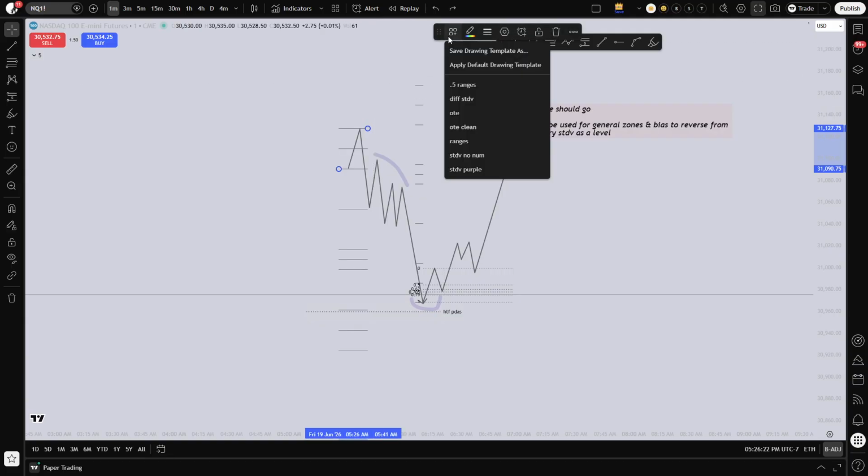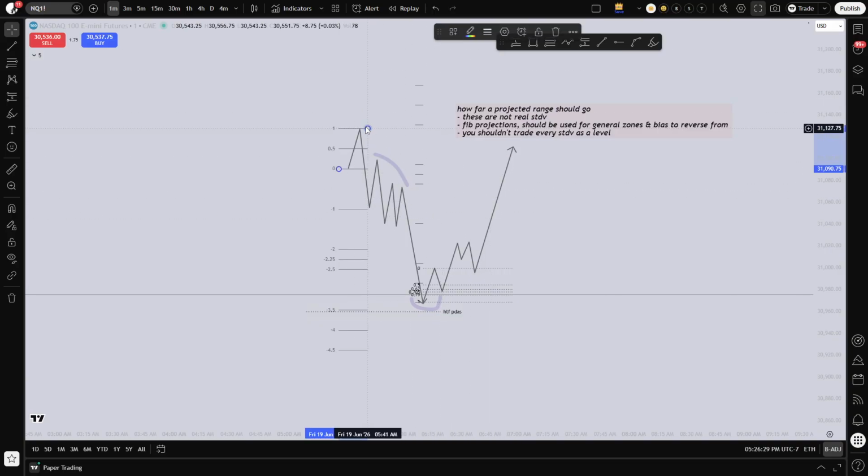Oh wait, actually let me add some numbers so you guys can see it. There you go, you can see the numbers now. I just like making mine like this because it's cleaner.